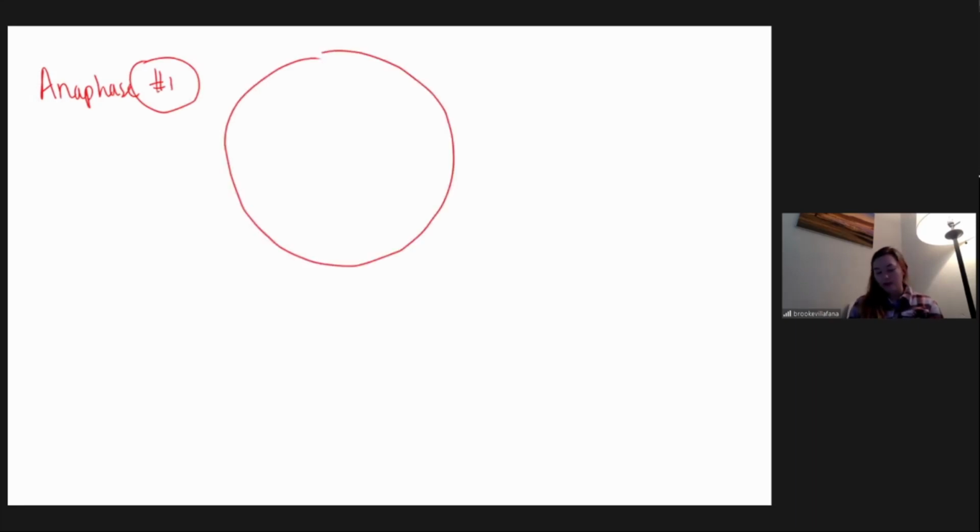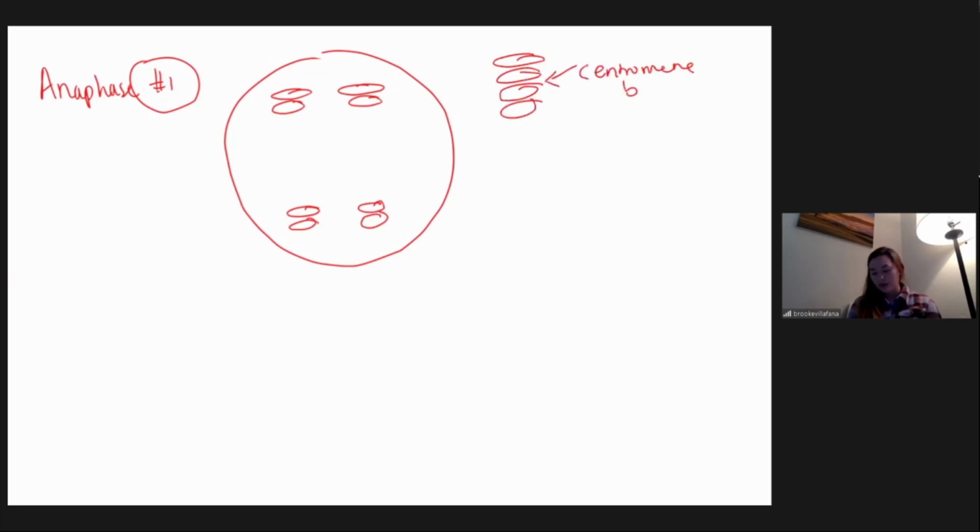So then we go to anaphase number 1. For anaphase number 1, we remember that everything pulls apart. So in this case, the tetrad is now pulled apart. It used to be a group of 4, but now the centromere breaks, just like it did in anaphase of mitosis, and we have dyads. So there are dyads at opposite ends of the cell in anaphase 1.